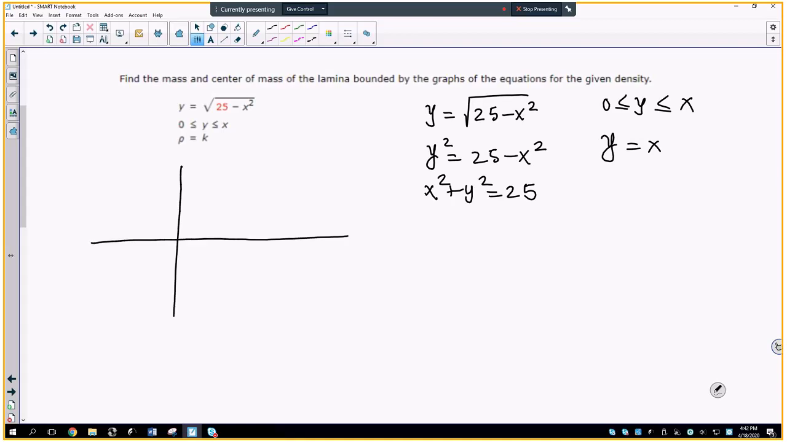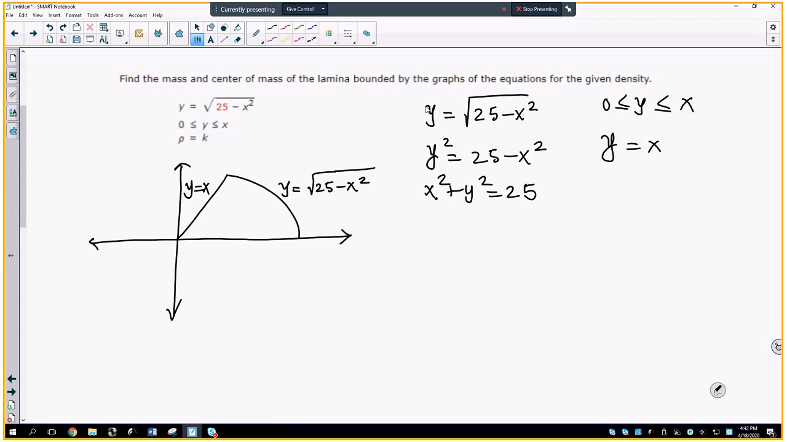So the lamina is bounded by the line y equal to x and the circular boundary y equal to the square root of 25 minus x squared. And this is your region of integration. So those things suggest that I should look into the polar substitution.